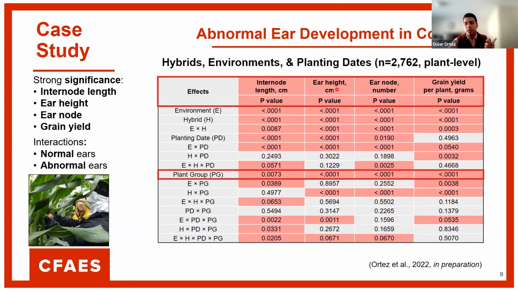What is important here is that there was a strong significance for almost every variable, suggesting that some potential diagnostic tools might be available when it comes to abnormalities in a corn plant.